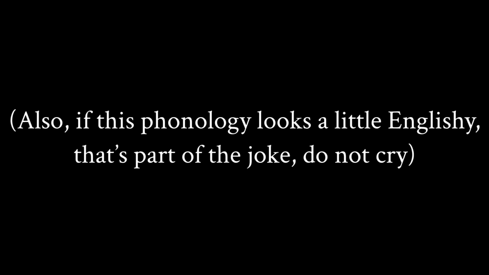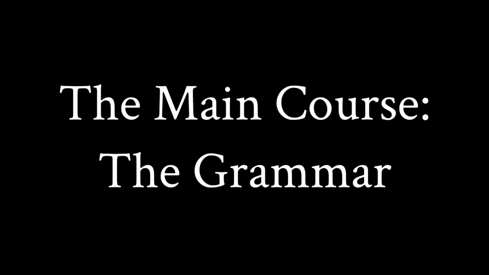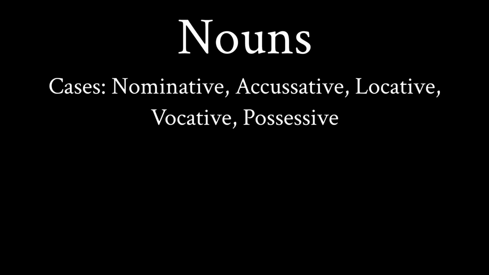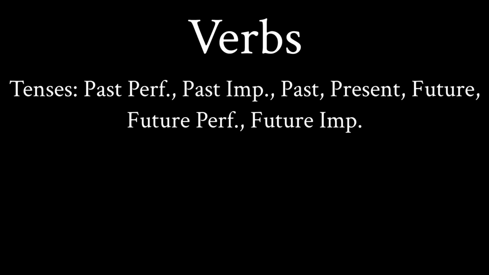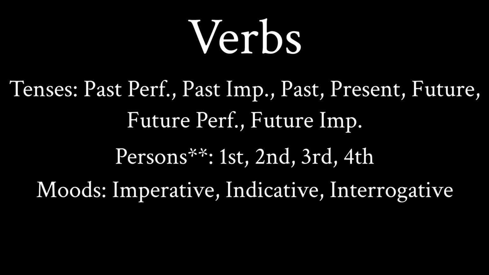And also, if this phonology looks a little Englishy, that's part of the joke, do not cry. This language's phonotactics just don't exist because of how complex the grammatical system is. And speaking of the grammar of the language, let's go over what nouns are inflected for and what verbs are inflected for. Nouns are inflected for 1 of 5 cases and 4 numbers and 5 animacy classes, while verbs are marked for 1 of 8 tenses, 1 of 4 numbers, and 1 of 3 moods.